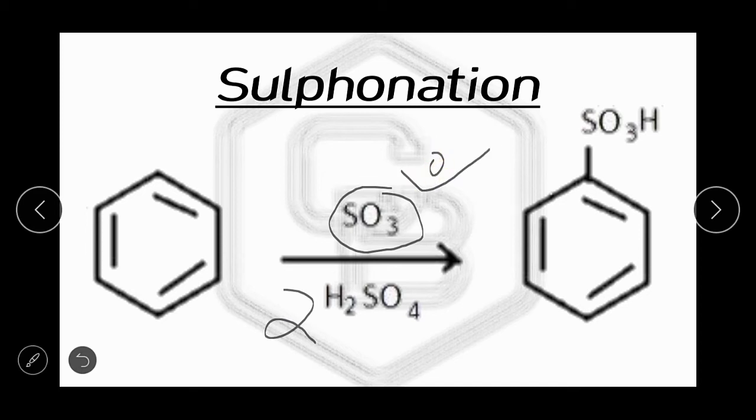So let me tell you that when sulphonation is carried out, SO3 gas is passed through the reaction mixture, and that's why this sulfur trioxide is mentioned over here. In fact, this sulfur trioxide plays a very important role in the formation of the electrophile, which I will show you in the next slide. And this mixture of sulfur trioxide and H2SO4 is known as oleum. I know that you have heard that word somewhere before, so let's move ahead.